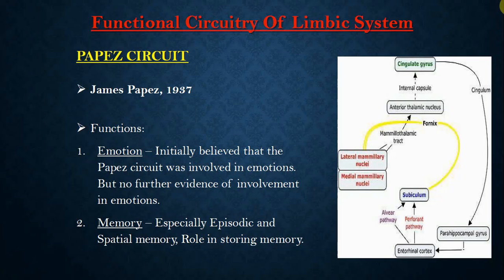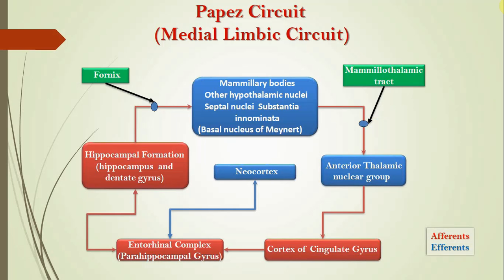So coming to the Papez circuit, or the functional circuitry of the limbic system. Actually, it is called the neural circuit for emotions. In 1937, James Papez discovered this circuit after injecting rabies virus into a cat hippocampus and monitoring its progression through the brain. The function includes emotion and memory. Emotion, initially we believed that the Papez circuit was involved in emotions, but there is no further evidence for involvement in emotions. And memory portion, especially episodic and spatial memory, and it also has a role in storing memory. So this is the Papez circuit.